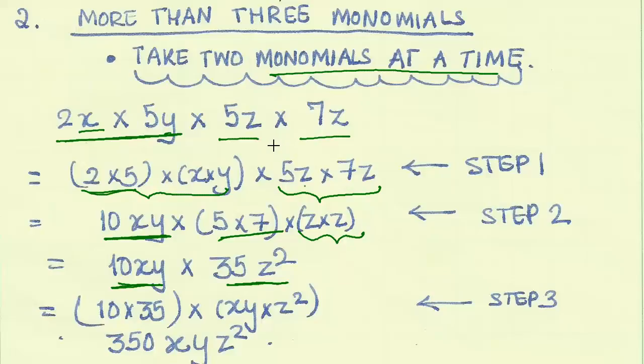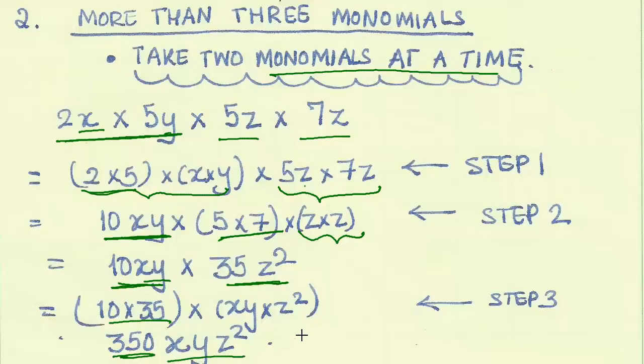Now, once we have these two monomials, we have reduced the four monomials to two, and we have 10xy multiplied by 35z squared. All we do is again follow the same rule of multiplying one monomial by another monomial. So we have 10 multiplied by 35, and then we multiply the variables xy and z squared. Your final answer: 10 times 35 is 350, and xyz squared.